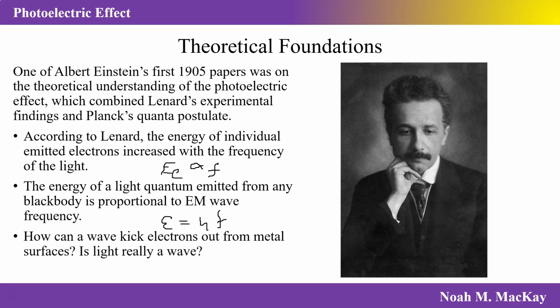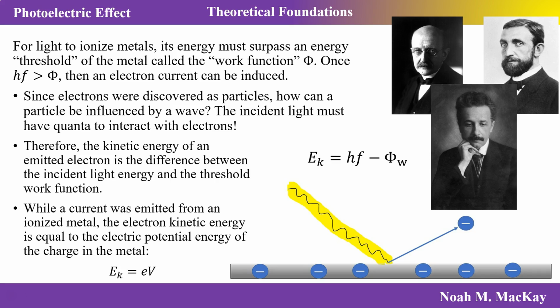So, taking these two points, how can a wave kick electrons out from a metal surface? Is light really a wave? Because particles must interact with particles, light must have quanta inside to excite, bump and collide with these electrons. So we go ahead and consider the situation.